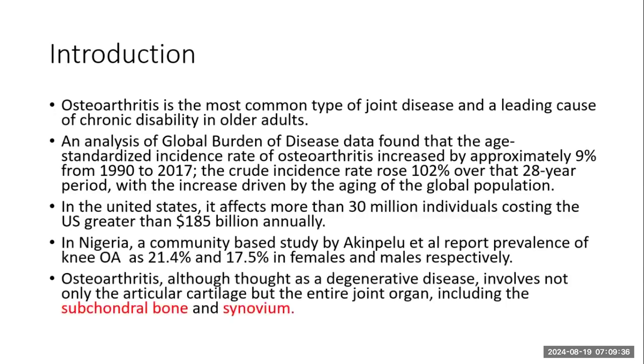Under this outline, osteoarthritis is a chronic disability seen in older adults, and it affects about 30 million individuals in the USA. In Nigeria, we don't have the exact data, but this is a study in Nigeria which says that it's higher in females. So osteoarthritis goes beyond the knee itself. It's actually about the entire joint organ, including the subchondral bone and the synovium.